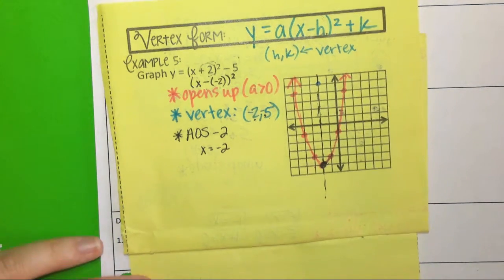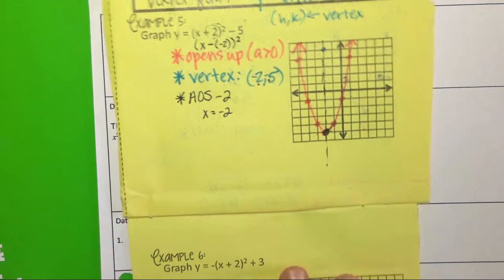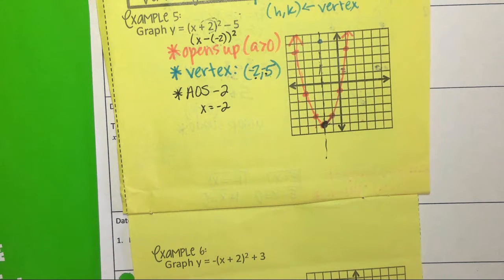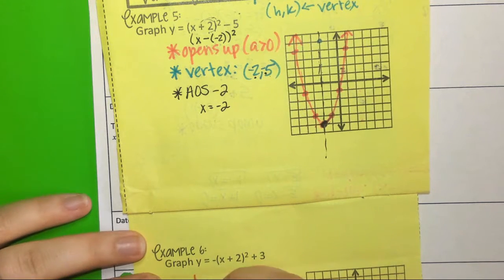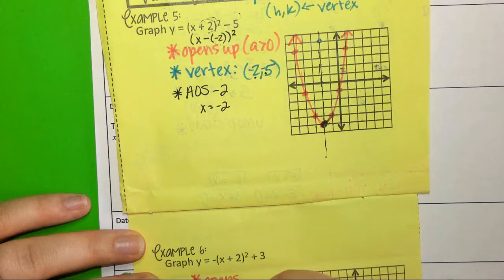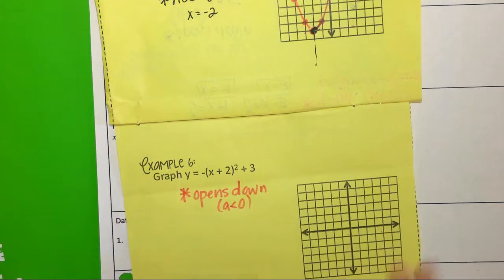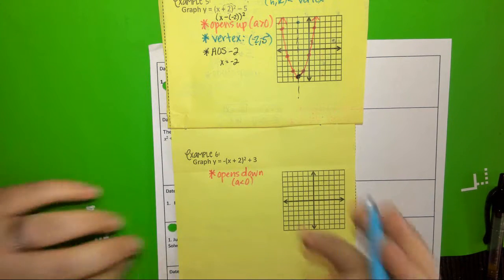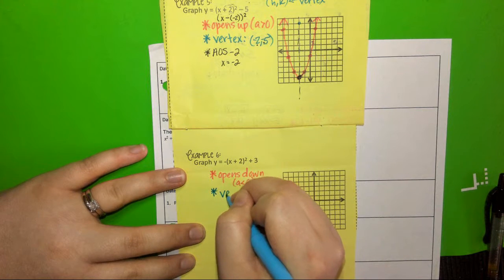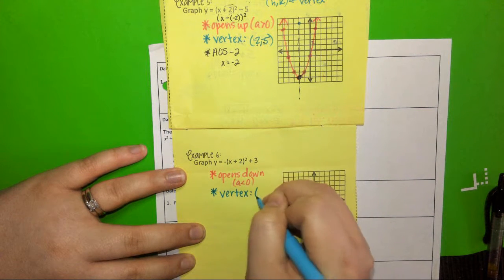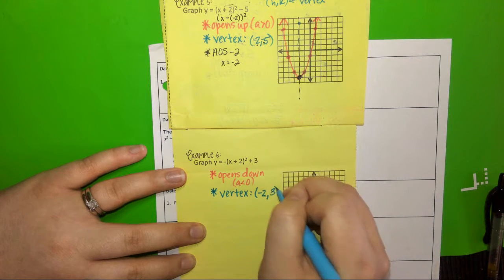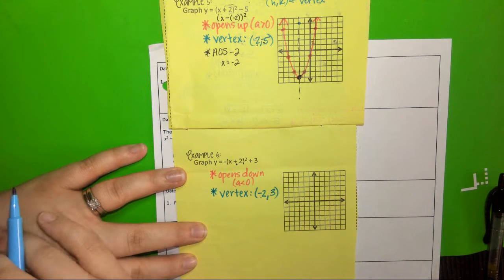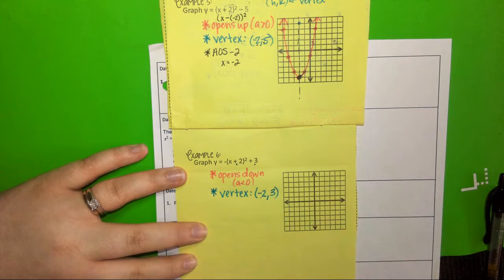Okay, so then let's look at number 2. Does it open, or example 6 actually, does it open up or open down? How do you know it opens down? Because it's got that negative for the a. And then this is the hardest part, but I swear once you got this part, you got the whole shebang. Where is my vertex? Negative 2, 3. It's the opposite sign for the x, so it's a negative 2. It's the same sign for the y, so it's a positive 3.